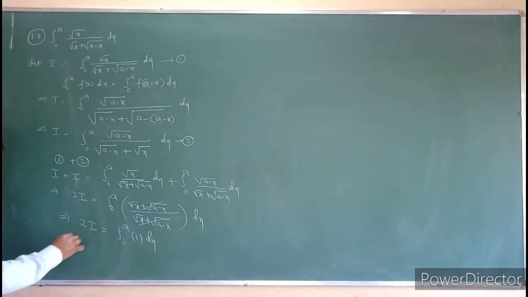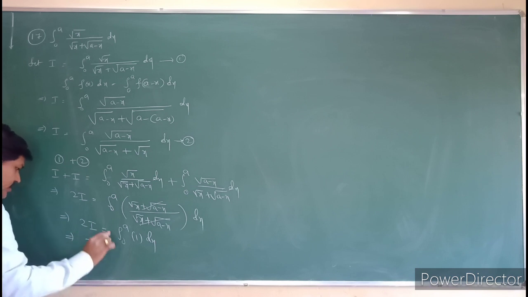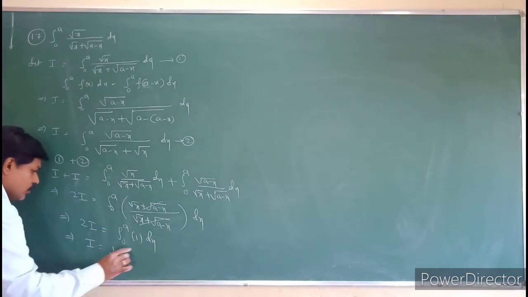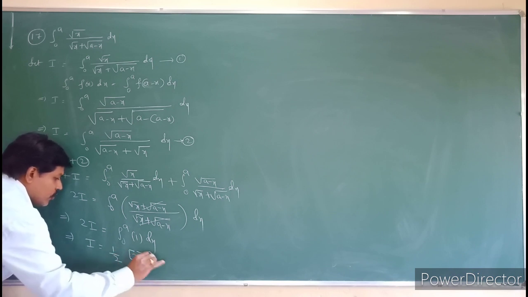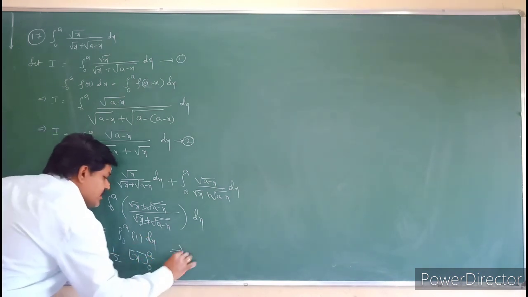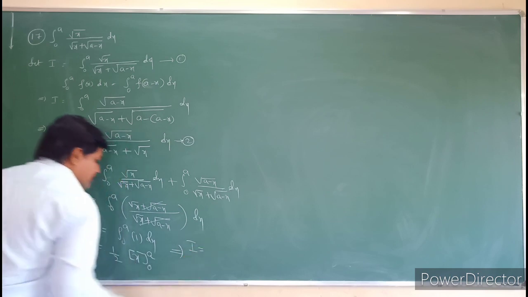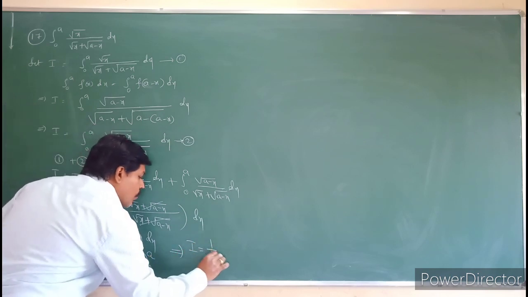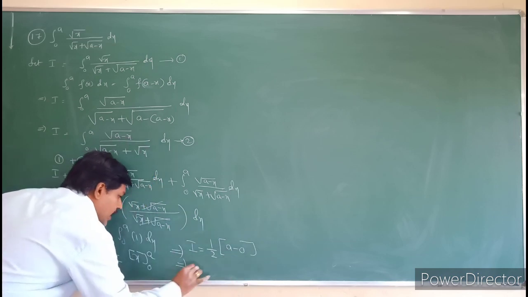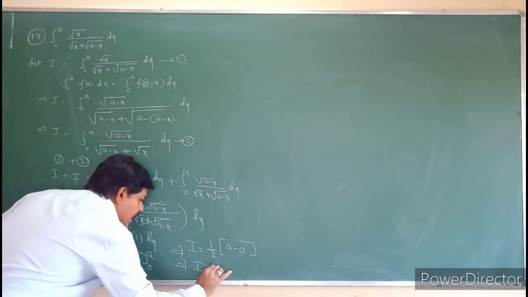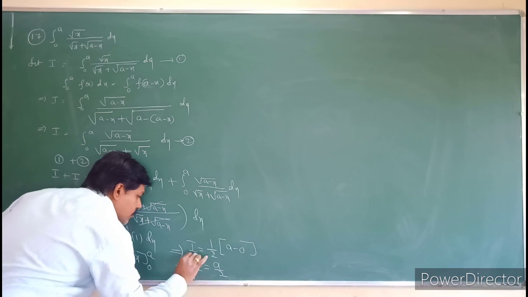So that implies I is equal to 1 by 2 into the integral of 1, which is x, over the limits 0 to a. So that implies I is equal to 1 by 2 into a minus 0. So that implies I is equal to a by 2.